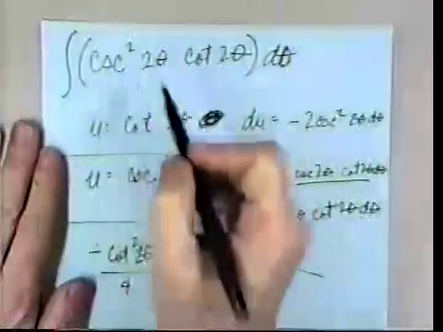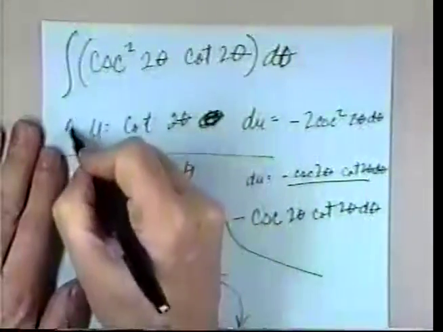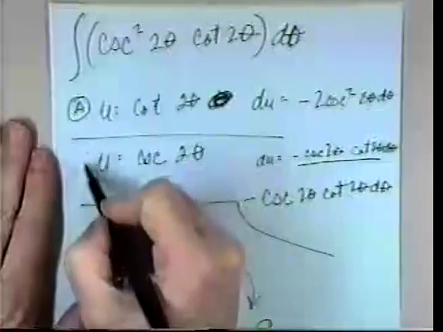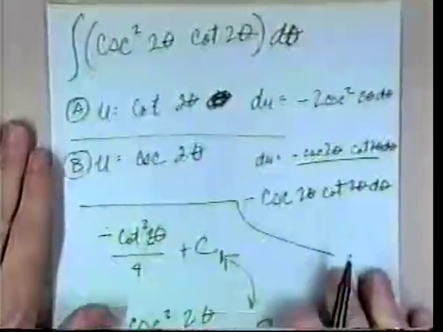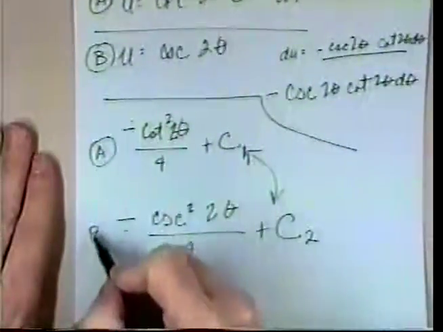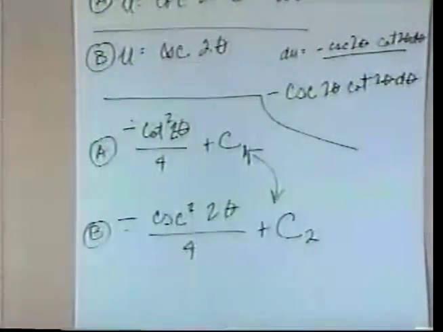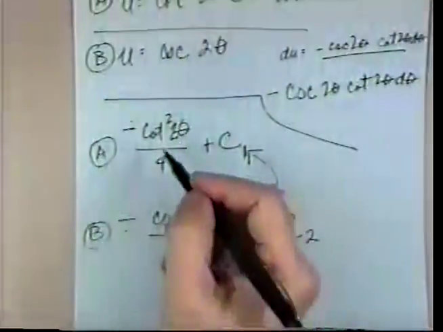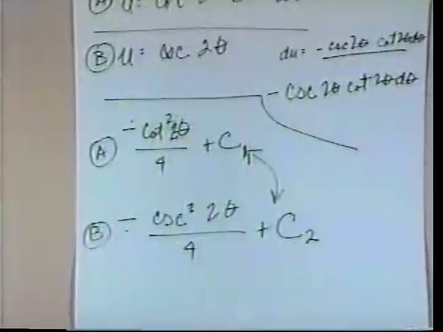You can choose either one of these for your u substitution. So this would be method A of working it. This would be method B of working it. You'll get this answer for method A, and you'll get this answer for method B. And they look different, but if you use that Pythagorean identity, 1 plus cotangent squared equals cosecant squared, then you can see that these two are, in fact, the same, except they differ by a constant.